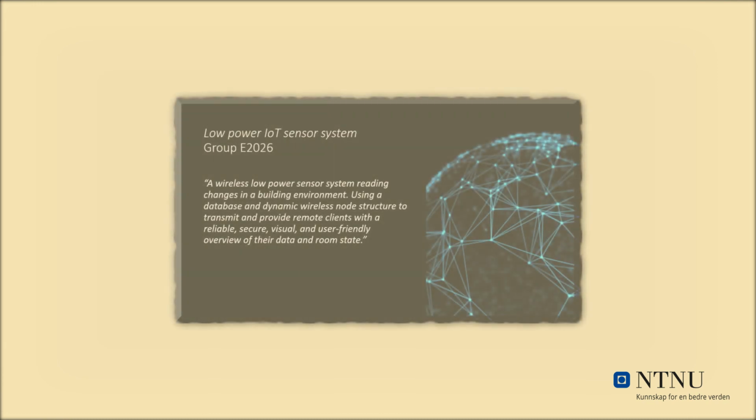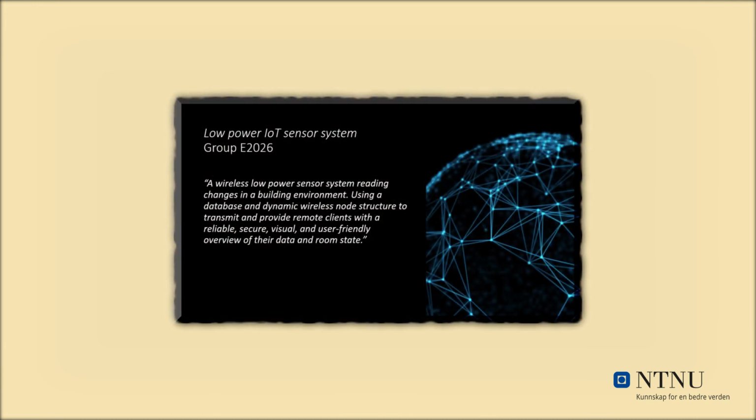The big work that is the low-power IoT sensor system is, in short, a wireless low-power sensor system reading changes in a building environment, using a database and dynamic wireless node structures to transmit and provide remote clients with a reliable, secure, visual, and user-friendly overview of their data and room state.